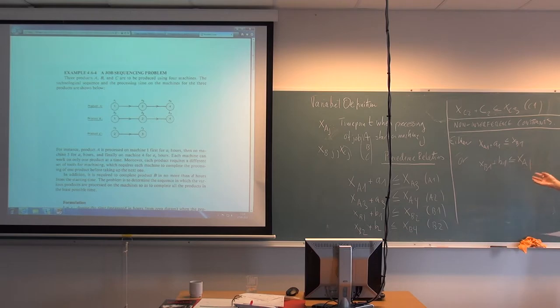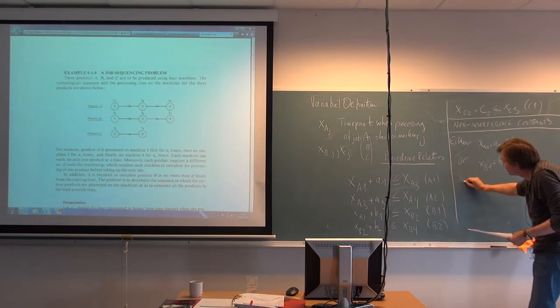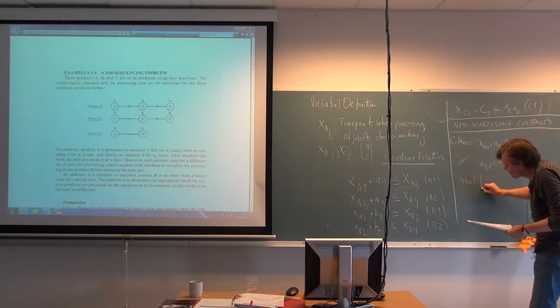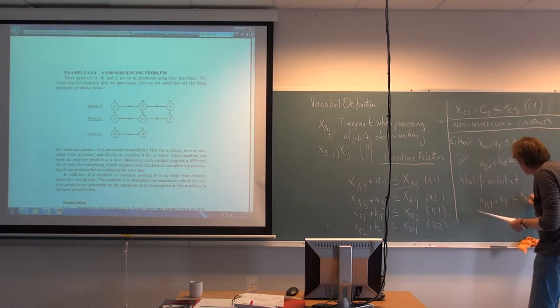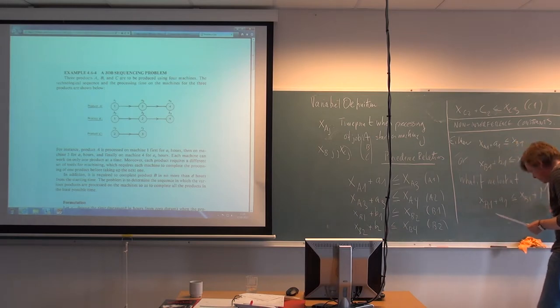In order to fix this, we have to introduce a binary variable. Okay, that is the trick here. What if we look at the following? Let's look at XA1 plus A1 less than or equal to XB1. This is just a copy of the first relation here, and then we add a big M here.